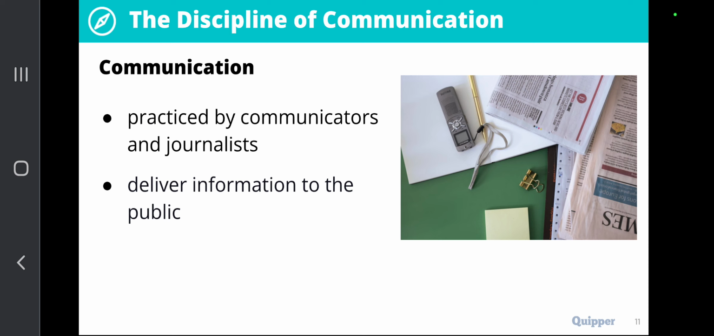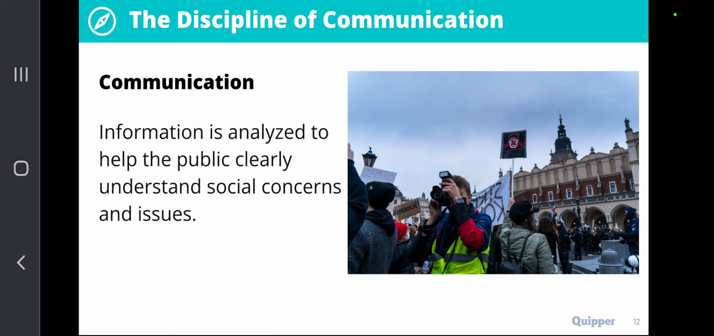Now, when we talk about delivering information to the public, the discipline of communication emphasizes that information is analyzed to help the public clearly understand social concerns and issues. So there is a process with this statement. The information that we deliver to the public is being analyzed. Why is it being analyzed? In order for this information to help the public clearly understand social issues and concerns. So the point there is to help the public. If the information communicated is not helping the public because it did not go through analysis, then the discipline of communication is not only violated, but it is also defeating the purpose of communication.